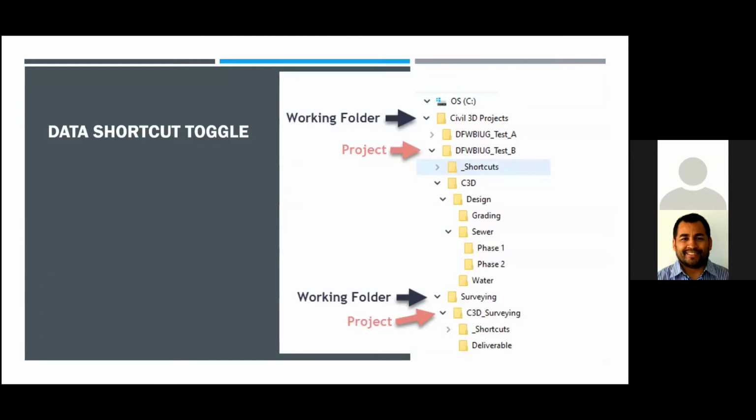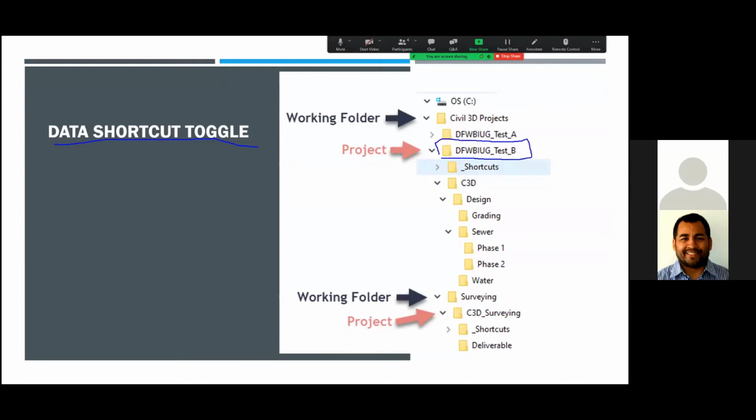All right, so the first topic that I want to talk about is how to create a data shortcut toggle. This might not be applicable for everyone's workflow, but it will work for one drawing. I've just expanded it so it'll work for multiple projects. Where I work, we have a main project, in this case DFWBIUG test B. And the surveyors have their own folder that is read-only to all of the engineers.